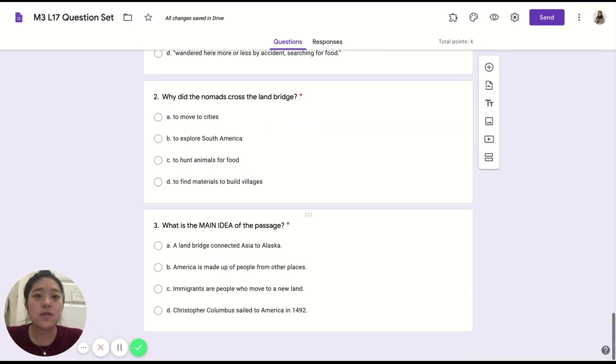And the last question is, what is the main idea of the passage? I hope you remember what main idea is. What the text is mostly about. I hope you finish that sentence for me, okay? So A is, a land bridge connected Asia to Alaska. B, America is made up of people from other places. C, immigrants are people who moved to a new land. Or D, Christopher Columbus sailed to America in 1492.